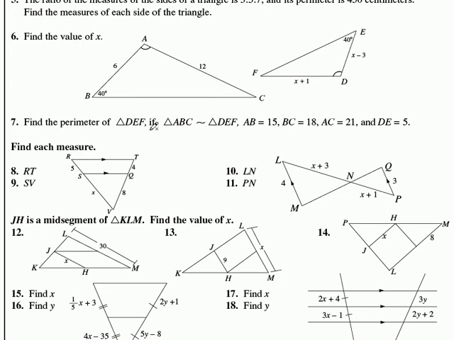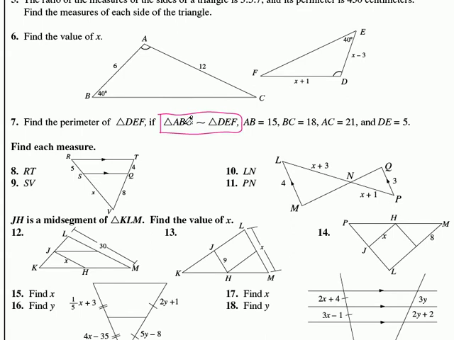Number 7 says find the perimeter. Well, we talked about perimeter earlier. It just means you add up all 3 sides, right? That's what a perimeter of a triangle is. But look what they do here. They don't give any pictures or anything. They do give you this, and that is really important. So let's use that thing.